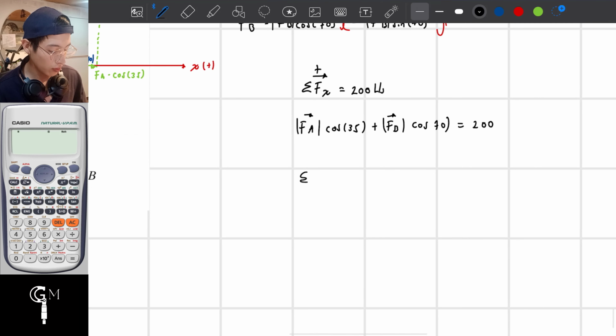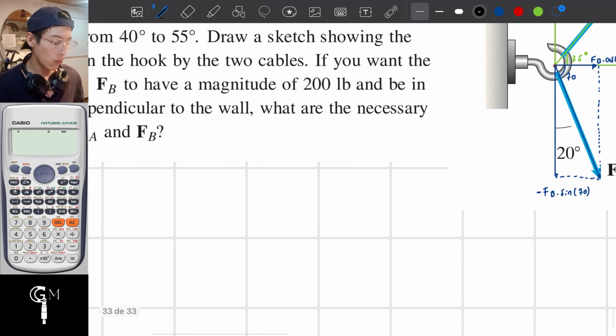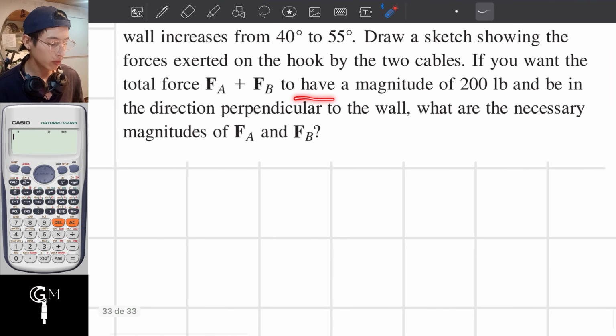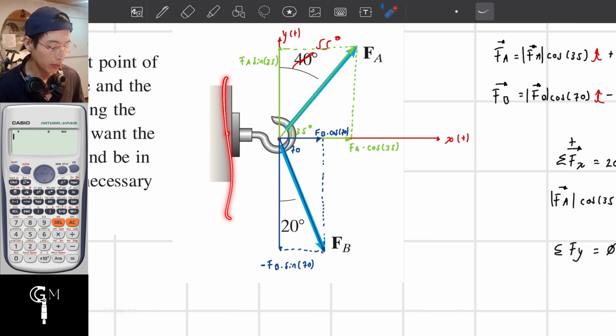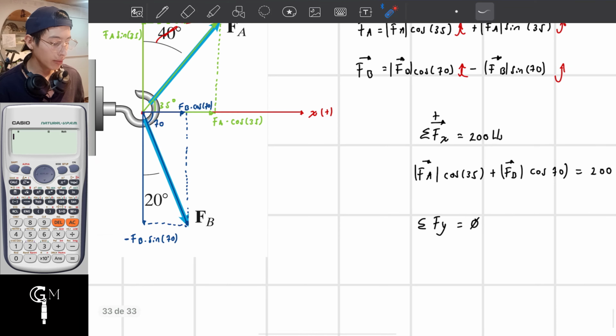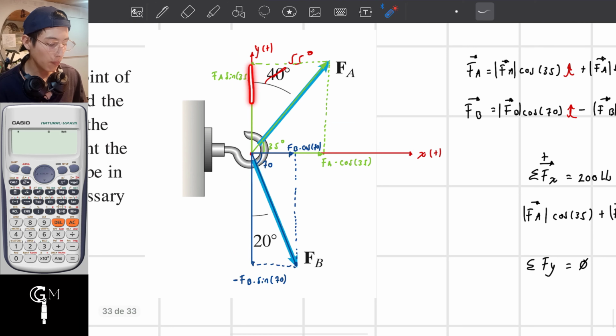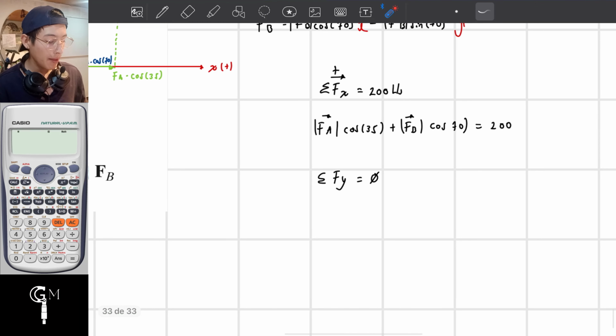Now, the summatory of forces along the y-axis has to be equal to 0, because if we want to meet this requirement to have a magnitude of 200 pounds and be in the direction perpendicular to the wall, this direction, perpendicular to the wall, 90 degrees angle, then I don't really care about the forces along the j-axis, which corresponds to the y-axis. Hence, the summatory of forces is equal to 0.